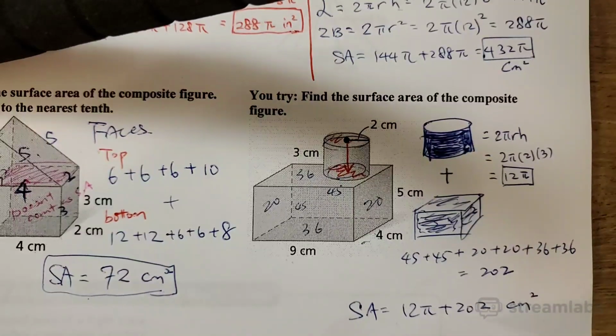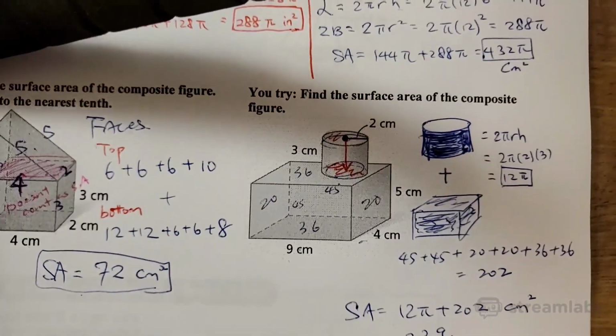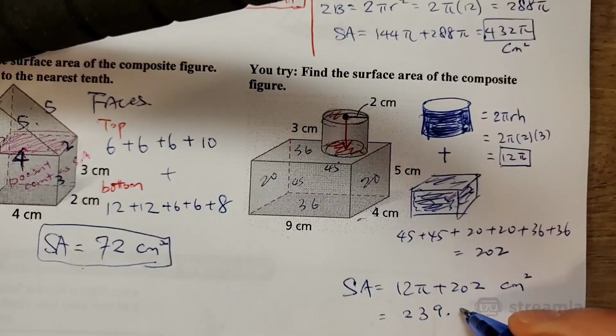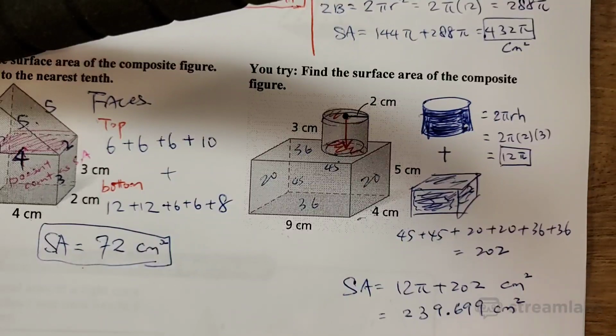Or if you simplify it, it will be 239. Not simplify. Like if you pull the decimal places out, right? If you multiply the pi out, it will be 239.2699, I think, or 7. Didn't tell you what's around, so either way, it's fine. Okay, both are fine.